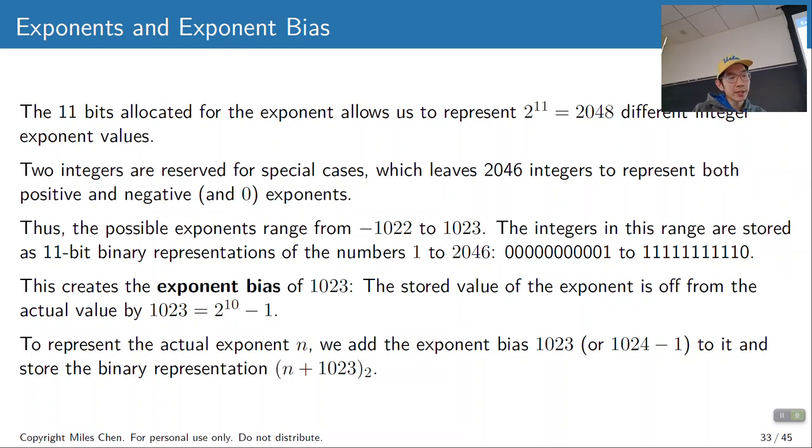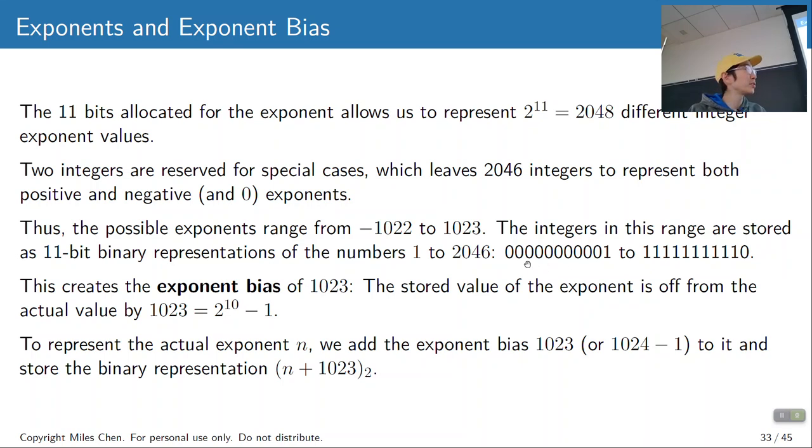2048 values. And we reserve two of those numbers for special purposes. So we reserve all zeros for a special case, and we reserve all ones for a special case. So that leaves us with 2046 numbers, because 2048 minus two is 2046. We're going to say half of those will be positive, one will be zero, and the rest will be negative, okay? So 2046 divided by two is 1,023. We're going to have 1,023 positive numbers, a zero, and 1,022 negative numbers. So we can represent values from negative 1,022 up to 1,023 with the 2046 values, okay?